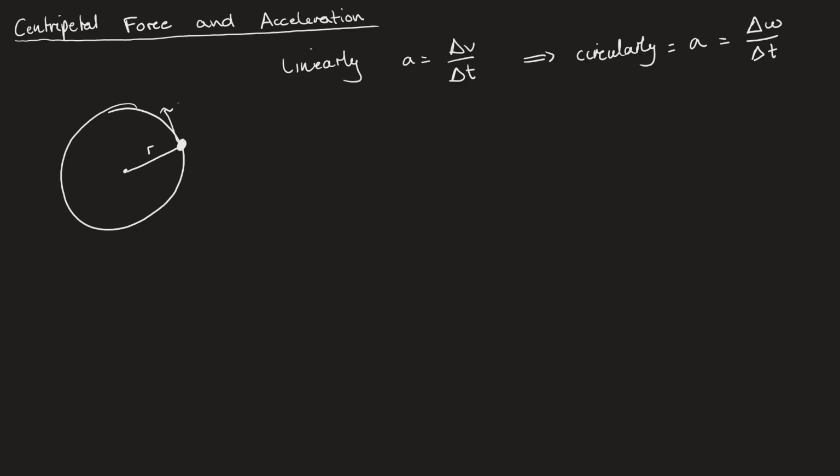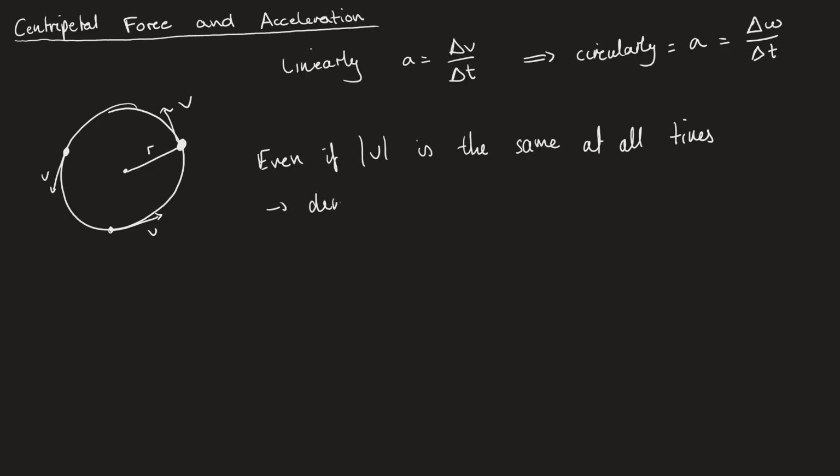So what we're going to say is we have some velocity here, and the way that we know acceleration is happening is that if I continue spinning this around, even if the velocity is the same, and I'm going to put these lines here because this means the magnitude of the velocity, so even if the speed that this is traveling at is the same at all times, the direction of v is changing.